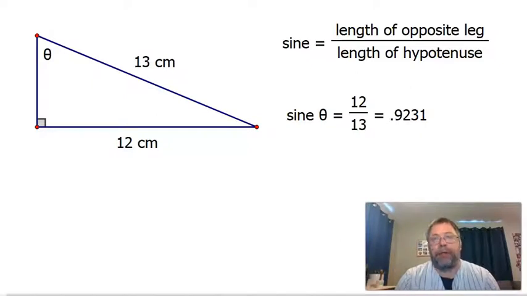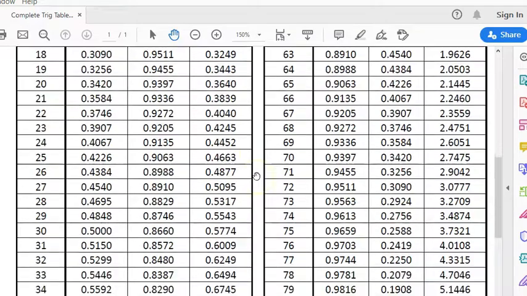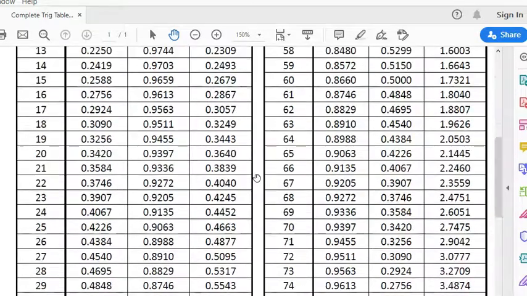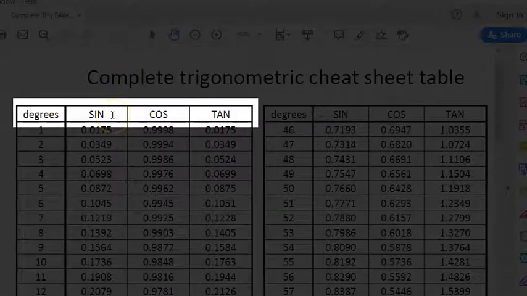And all I need to do is, just like we did with the tangent cheat sheet, go to our sine cheat sheet and find the decimal number that's closest to it, and then slide over and see our angle. So let's take a look at our new cheat sheet. As you can see here, the cheat sheet has gotten bigger. We're still going from 1 degree to 89 degrees. But now you will see we have 3. We have SIN, which is the shorthand for sine. TAN, which you already know is tangent. There is this COS. We'll talk about that in a little bit in this video.